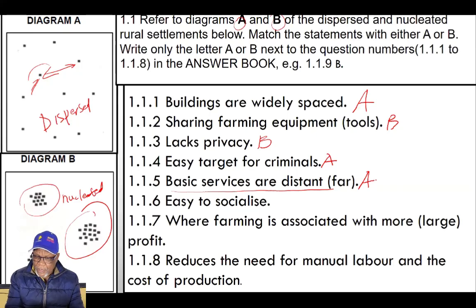Now it becomes social. Now we can still add on to this one and make it economic by saying basic services are distant and therefore the residents will spend more money trying to get services. So it means now it becomes economic. But when you just say it is far, then it becomes just social because you don't indicate how that affects the income. Then easy to socialize, where will people socialize easily?